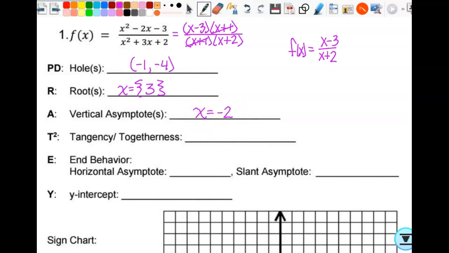Do I have any tangency or togetherness? No, we haven't talked about how to handle it yet, but you should at least be able to notice whether or not you have it. Clearly we do not have it, so none.